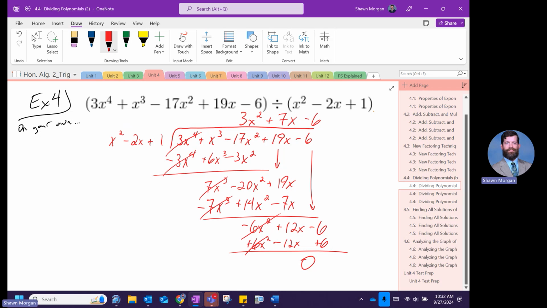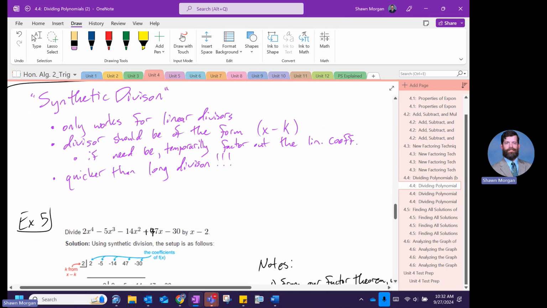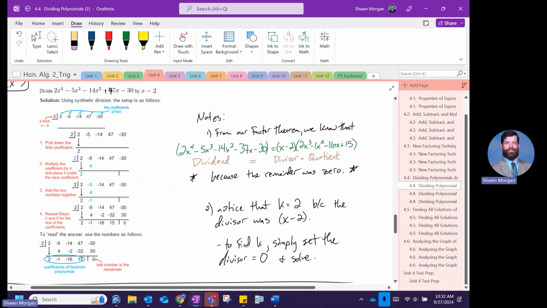Would you like a shortcut? Yes, I love a shortcut. Do you already know the shortcut? Yes, somewhere in there. Usually it's been about 50-50 on the number of years that I teach the shortcut to the Algebra 1 kids. It's hard for a freshman or eighth grader to get it, though. But it's called synthetic division. That sounds fancy. This is what it looks like. It's wild.